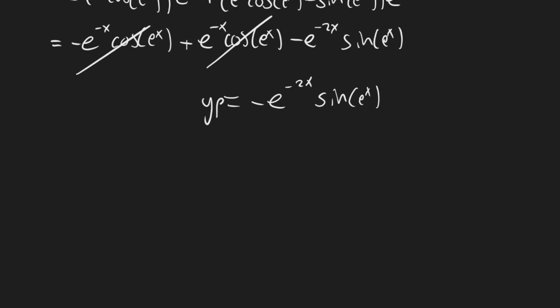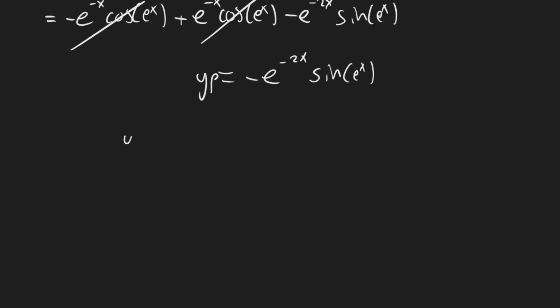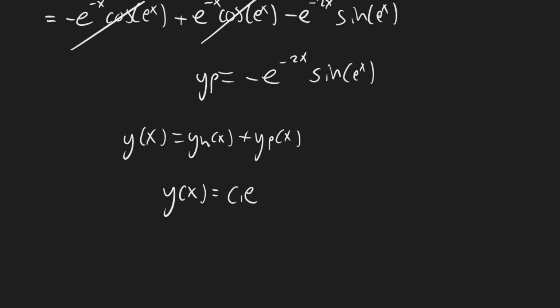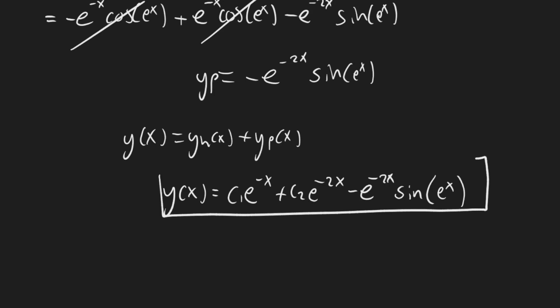And our final solution is then just going to be the summation of our homogeneous part and our particular part, right? So we said that our homogeneous part was c1 e to the negative x plus c2 e to the negative 2x, and we just said our particular part was minus e to the negative 2x times sine of e to the x, like so. Okay, and that's going to do it for our final solution for this problem.